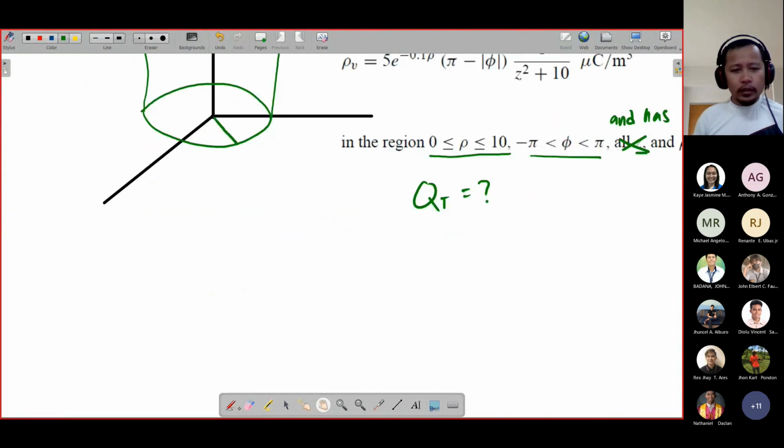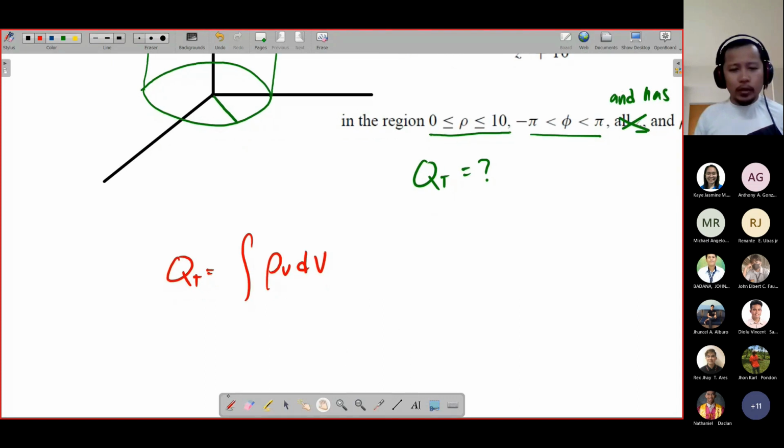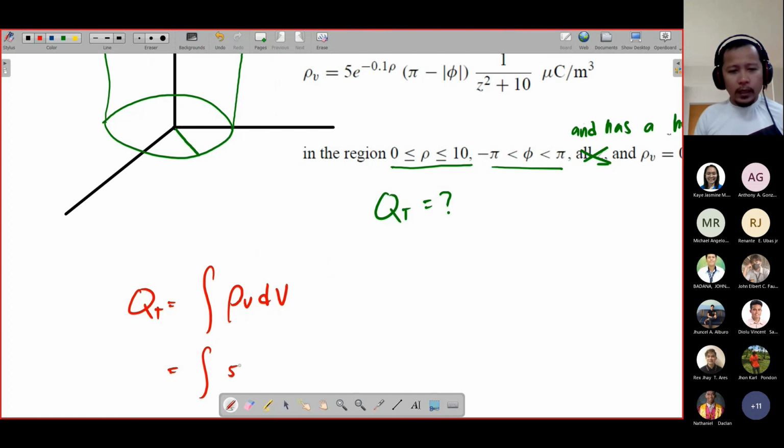Solving for the total charge as usual. Total charge will be the integral of the volume charge density times the differential volume. So, our volume charge density will be 5e to the negative 0.1 rho, times pi minus the absolute value of phi, times 1 over z squared plus 10.